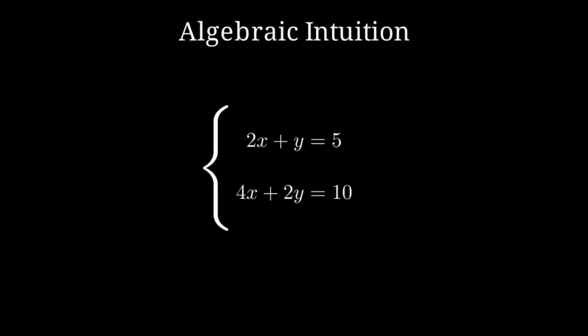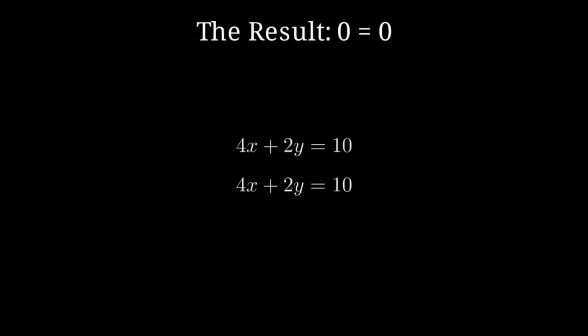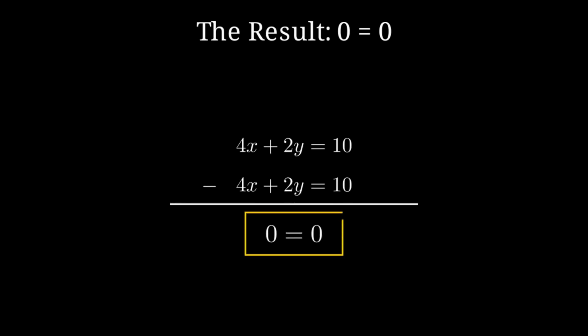Look at these two equations. If you multiply the first by 2, you get the second. Algebraically, they are identical. If you try to solve this using substitution or elimination, you will encounter a very specific result. When variables cancel out completely and leave you with a true statement like 0 equals 0, it confirms the lines are identical. This is the mathematical fingerprint of a system with infinite solutions.